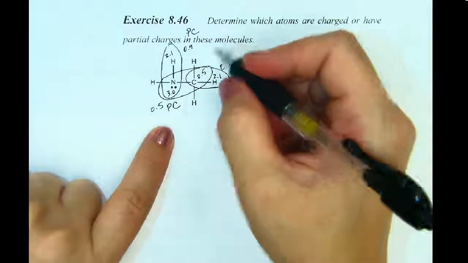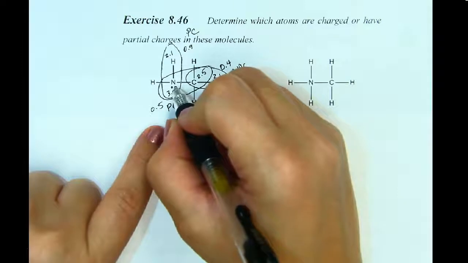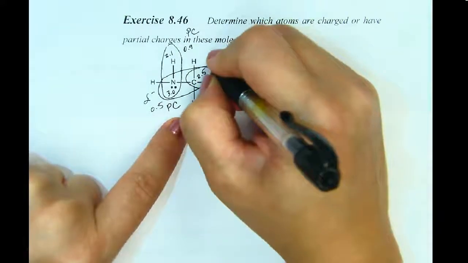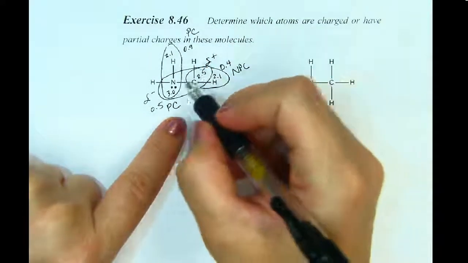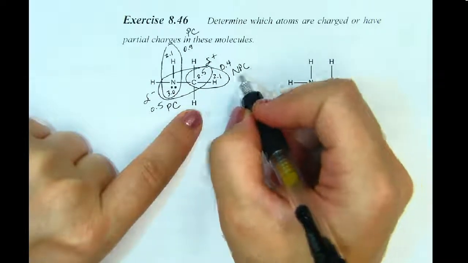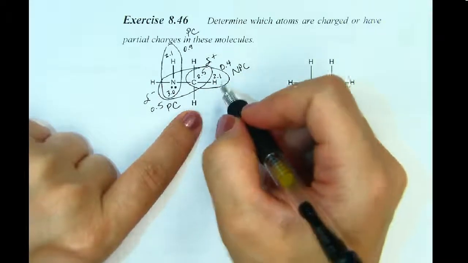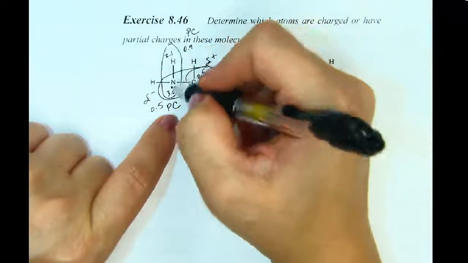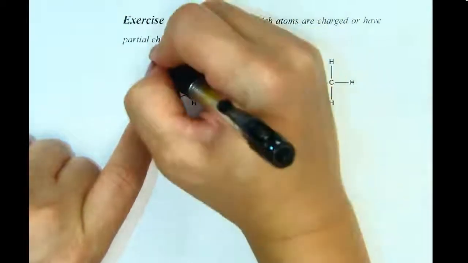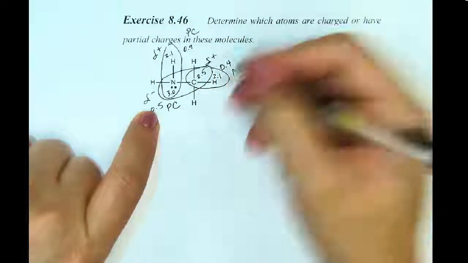So whenever it's polar covalent, the more electronegative element, in this case the nitrogen, is going to have a partial negative charge, while the carbon is going to have a partial positive charge. And then between the carbon and the hydrogen, it's nonpolar covalent, so neither of them is going to have a charge. And then between hydrogen and nitrogen, you have a difference of 0.9. So again, the nitrogen will be partial negative and the hydrogen will be partially positive.